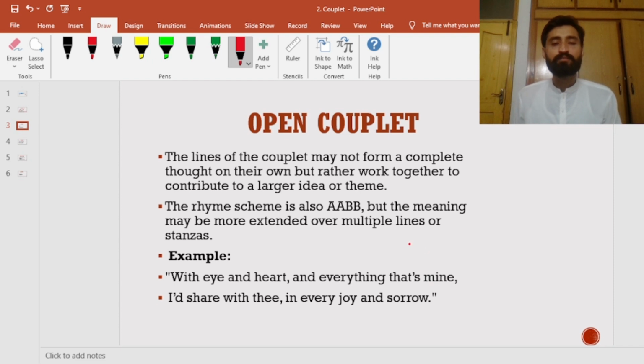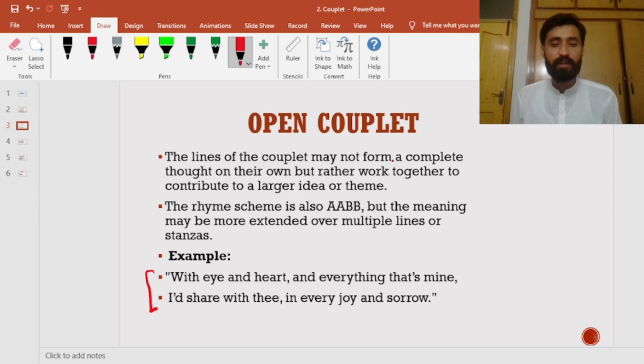The next one is open couplet. The lines of the couplet may not form a complete thought on their own, but rather work together. Look, here is the element of dependency. We have these two lines, and we are saying they may not form a complete thought on their own. If you read the first one and then the second one separately, they don't make sense, unless you read both of them in continuation with each other.